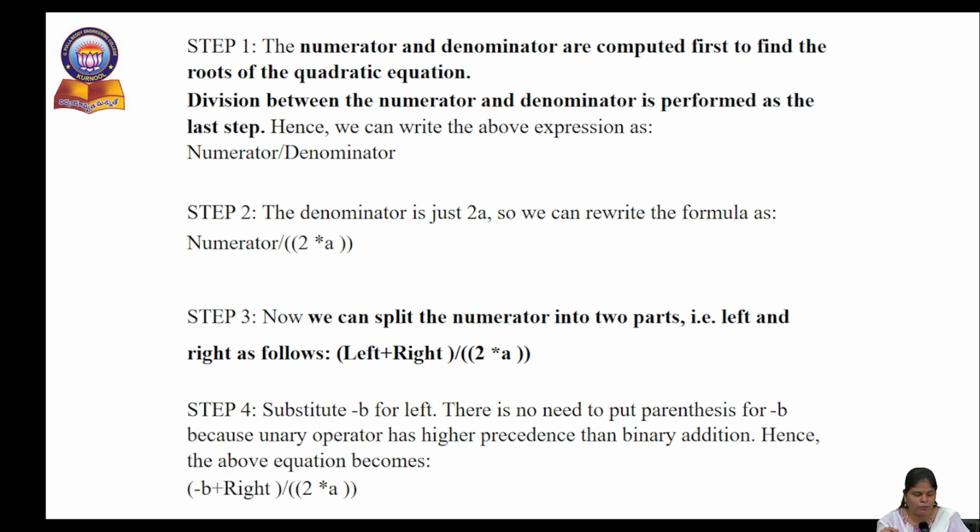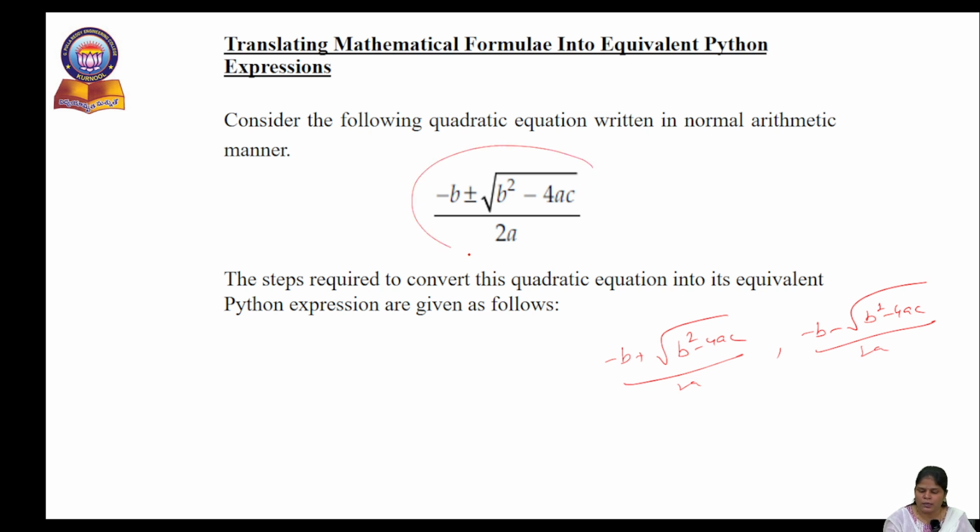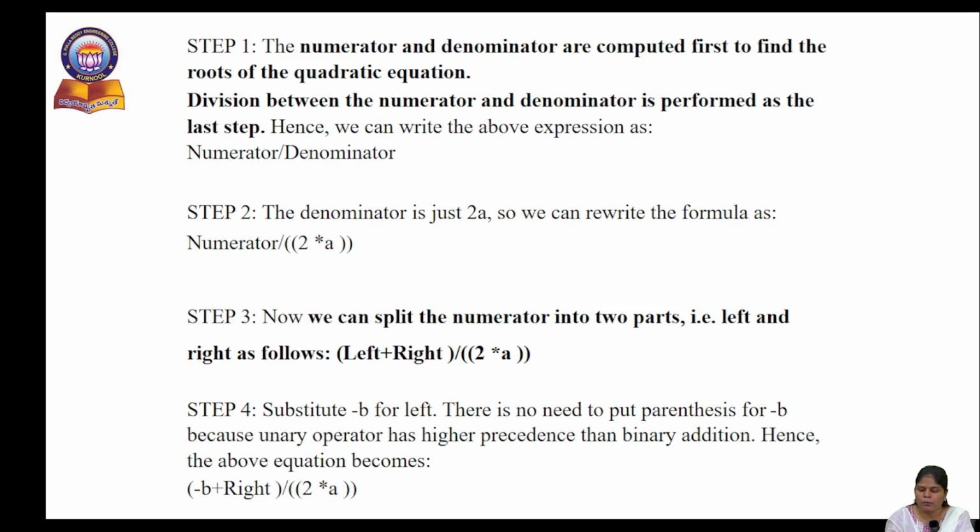So the numerator and the denominator are computed first to find the roots of a quadratic equation. First, this total expression has to be converted. This is a mathematical expression, so we have to convert it into a normal programming language expression. So the first step is what? The numerator and denominator are computed first, and the division between them is performed as the last step. The second step: the denominator is just 2a, so we can rewrite it as 2 into a. Then we can split the numerator into two parts, left and right, as follows: left plus right by 2a.